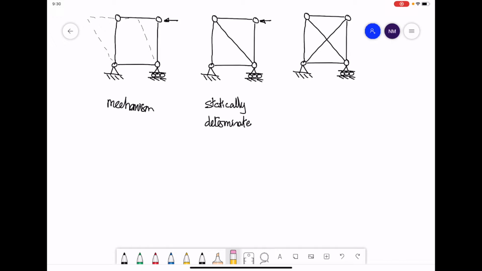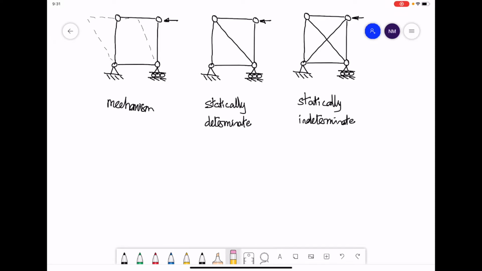The last one here we have is statically indeterminate. Here in this structure, we have more items or components than we actually need. So if you were to apply a force or load onto the structure and still take away one element, it would still behave as a structure, i.e. take the load and transfer it through to the supports.